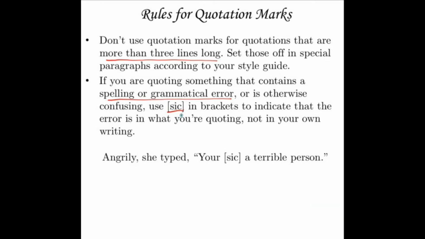And so you have something like this. "Angrily, she typed, 'You're [sic] a terrible person.'" Well, this is the wrong "your." She's saying you are a terrible person to whomever she's addressing. And so she should have typed Y-O-U apostrophe R-E. Well, she got it wrong, but you are quoting her directly, so just to let people know that you don't have bad grammar, she does, you use sic.